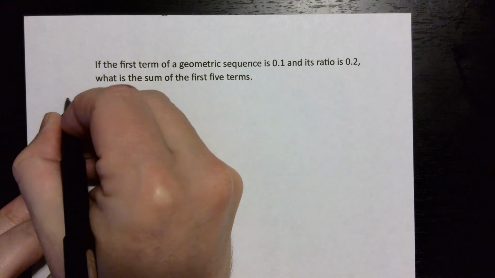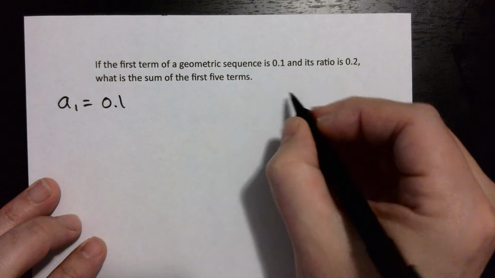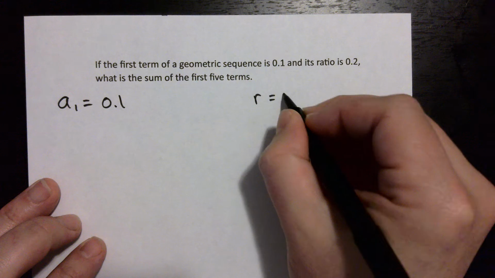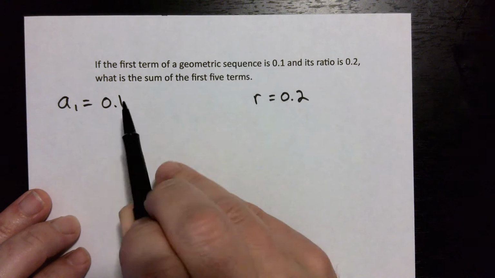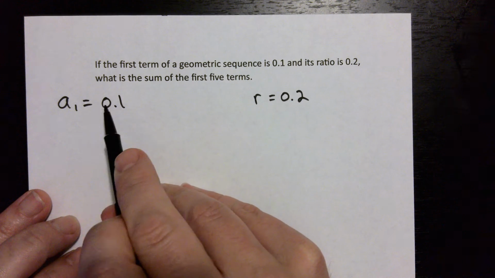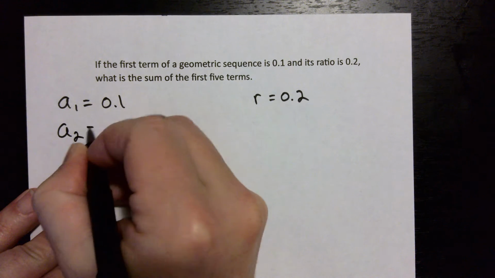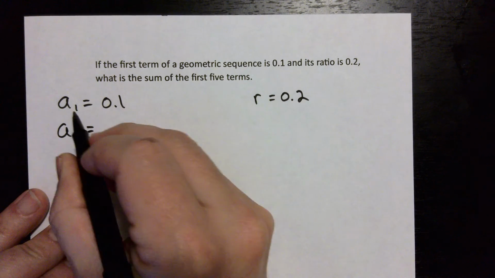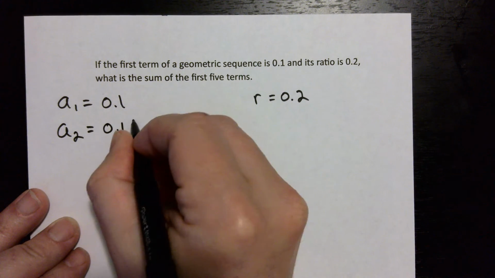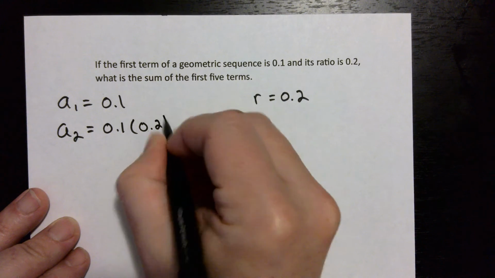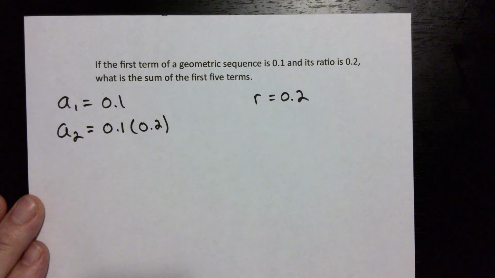We'll call the first term a1. a1 is equal to 0.1. And we'll call the ratio r, which is equal to 0.2. Since this is a geometric sequence, in order to find the next term you have to multiply the previous term by the ratio. So to find a sub 2, we multiply a sub 1, which is 0.1, times our ratio, so 0.1 times 0.2. We'll leave that one alone for now and come back and figure out what it is later.